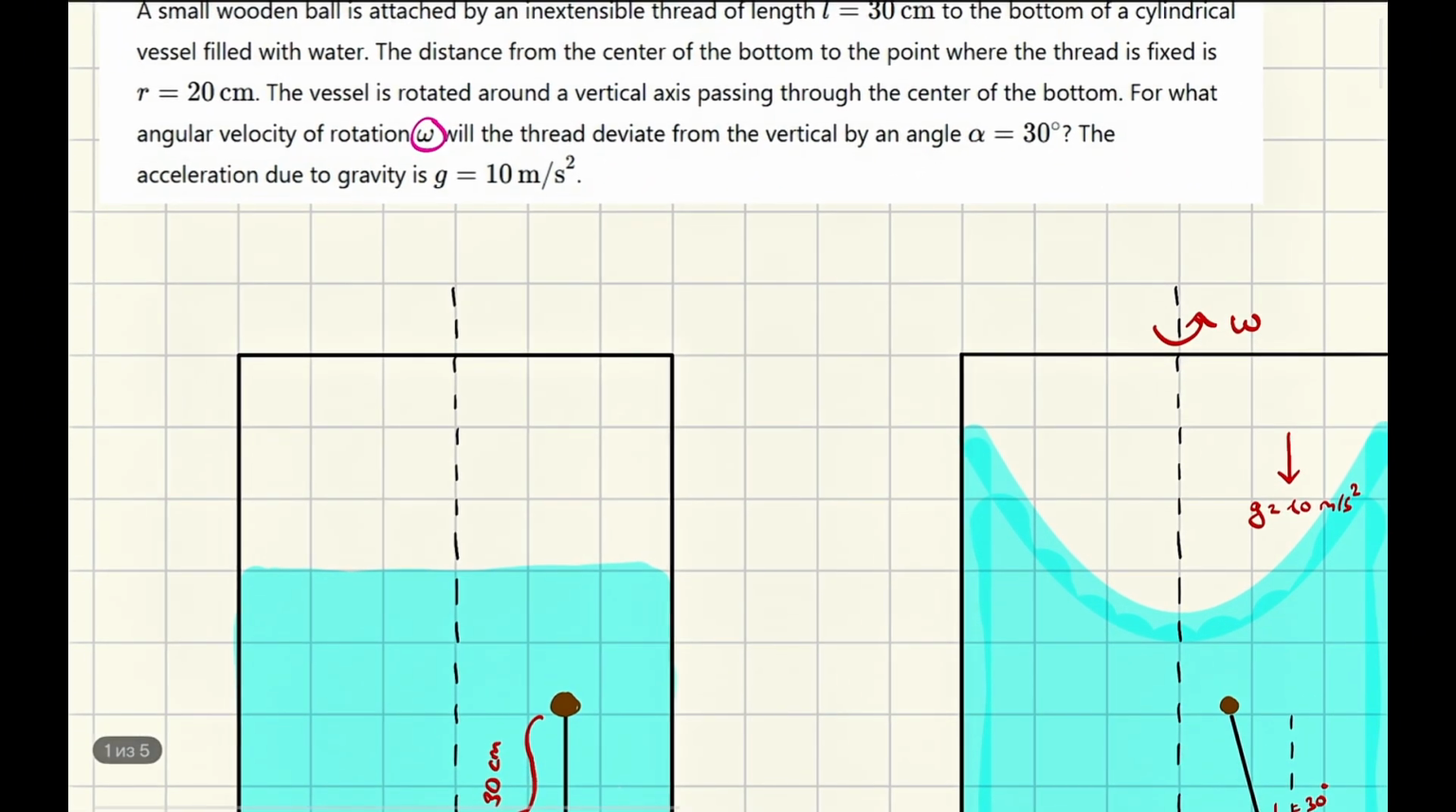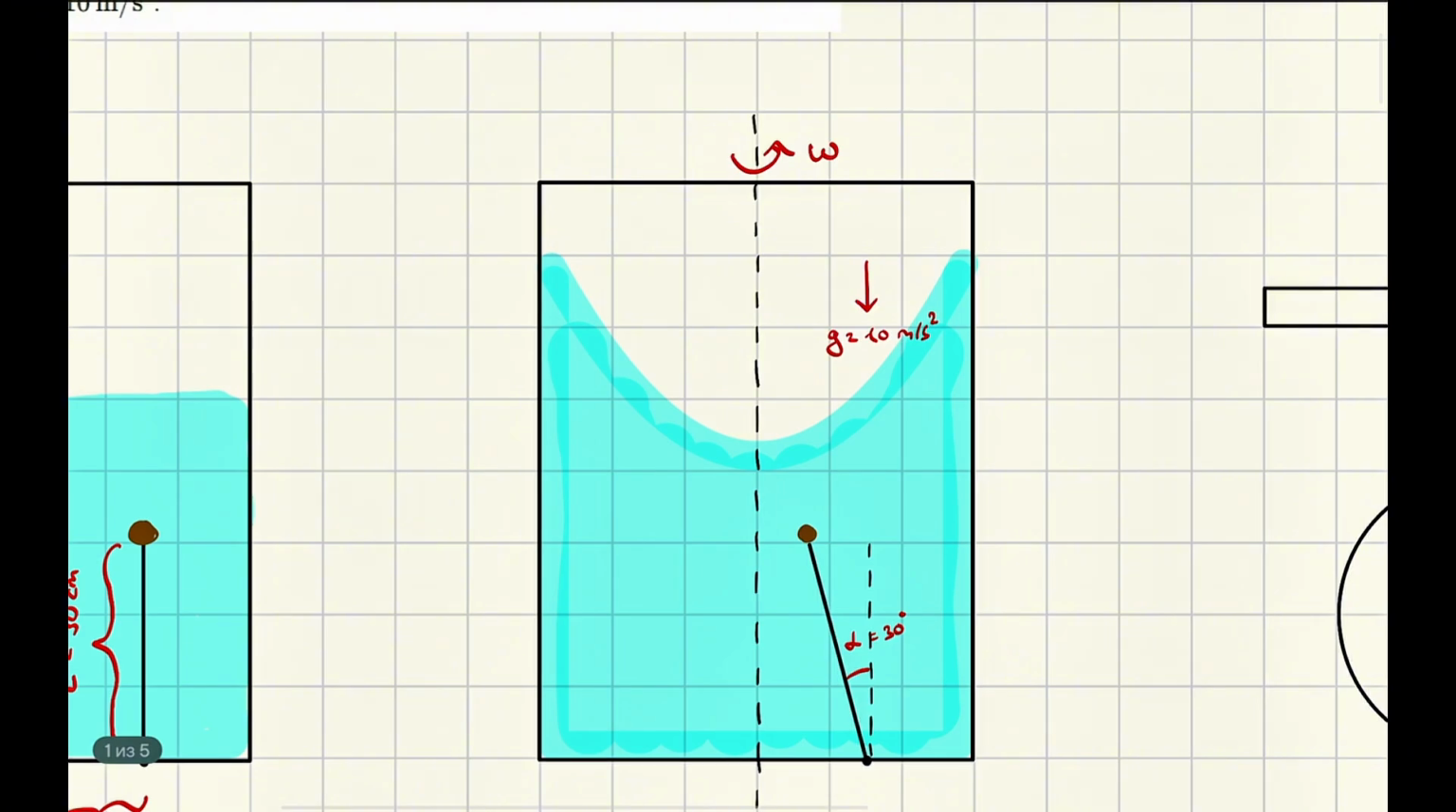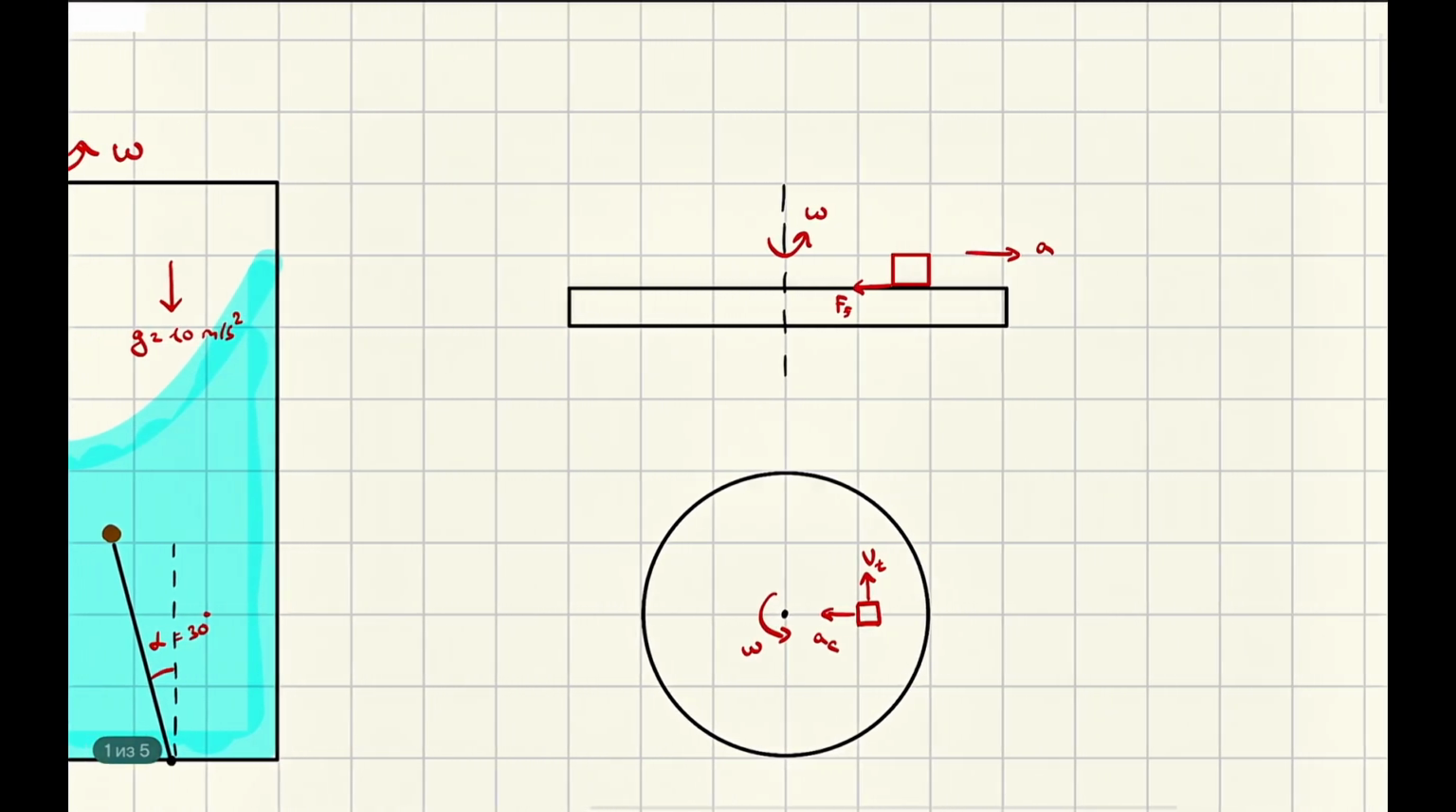So what is the most important thing to find in this problem? When this starts to rotate, we need to imagine it correctly. What will happen is that the surface of the water will curve like this. And if you ask me why, let's move to another figure. Let's look at this.